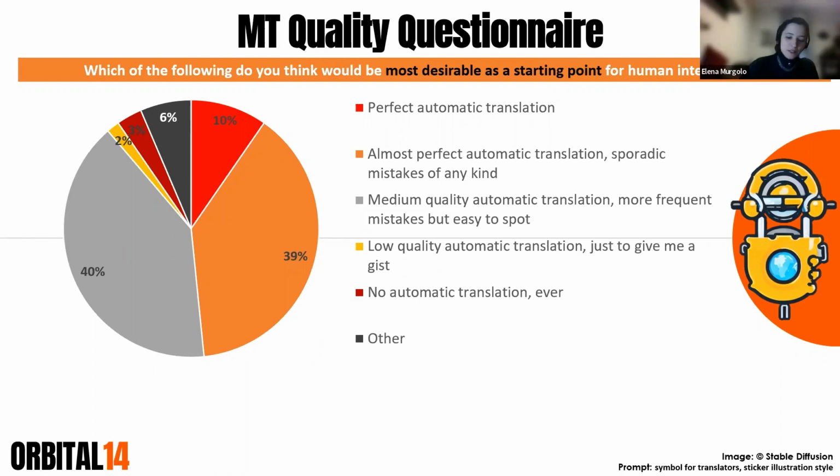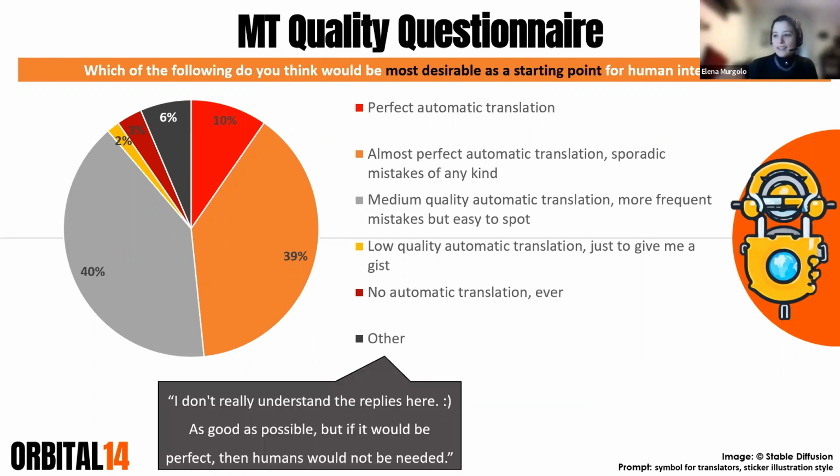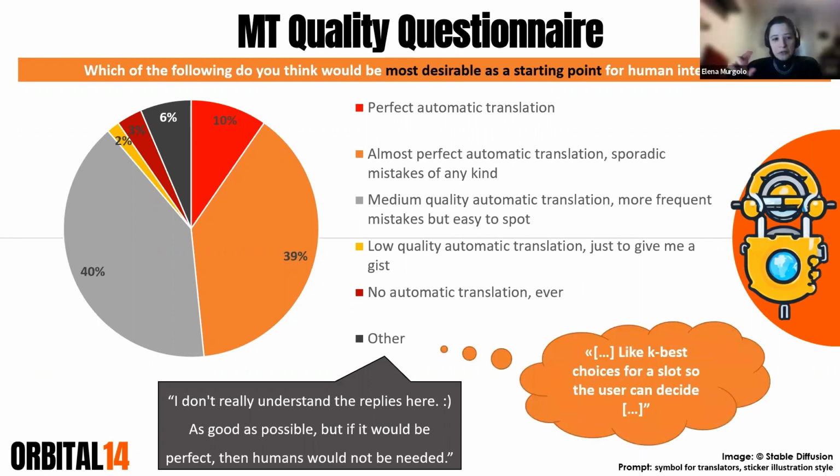So this was a trick question in a sense, and somebody did say, I don't really understand the replies because it should be as good as possible. But if it was perfect, so if we did reach human parity, you wouldn't need humans anymore, which is kind of interesting. Also, there were some very good suggestions, like you could have a machine translation that, if it's not sure that it is the correct translation, would just give you some ideas and then you choose which one you like the most.